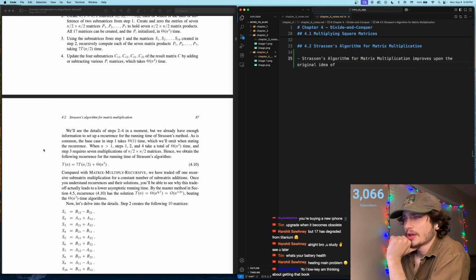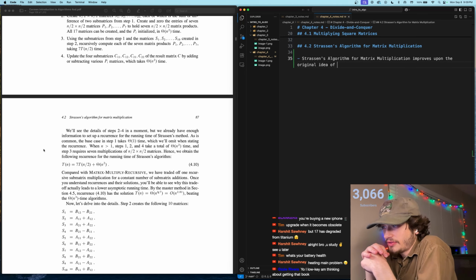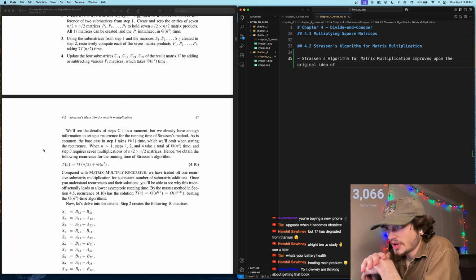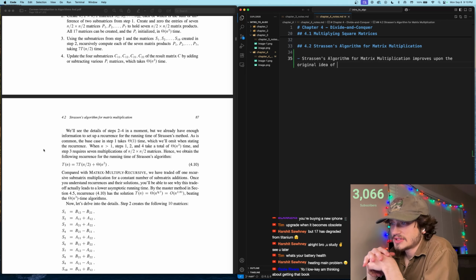theta n squared. Compared with matrix multiply recursive, we have traded off one recursive submatrix multiplication for a constant number of submatrix additions. Once you understand recurrences and their solutions, you'll be able to see why this trade-off actually leads to a lower asymptotic running time. By the master method in section 4.5, recurrence 4.10 has the solution T of n equals theta n to the power of log base 2 of 7, which equals big O of n to the power of 2.81, beating the theta n cubed time algorithms. Now, let's delve into the details.